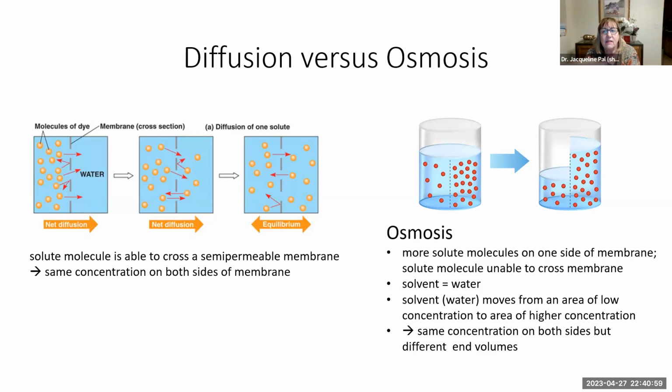And that's going to happen until the concentration, as you can see in the picture on the far right, is exactly the same between the two sides of the semi-permeable membrane. But what you should notice in this one is that the volumes are not the same anymore because water has moved from the left side of the container to the right side of the container.